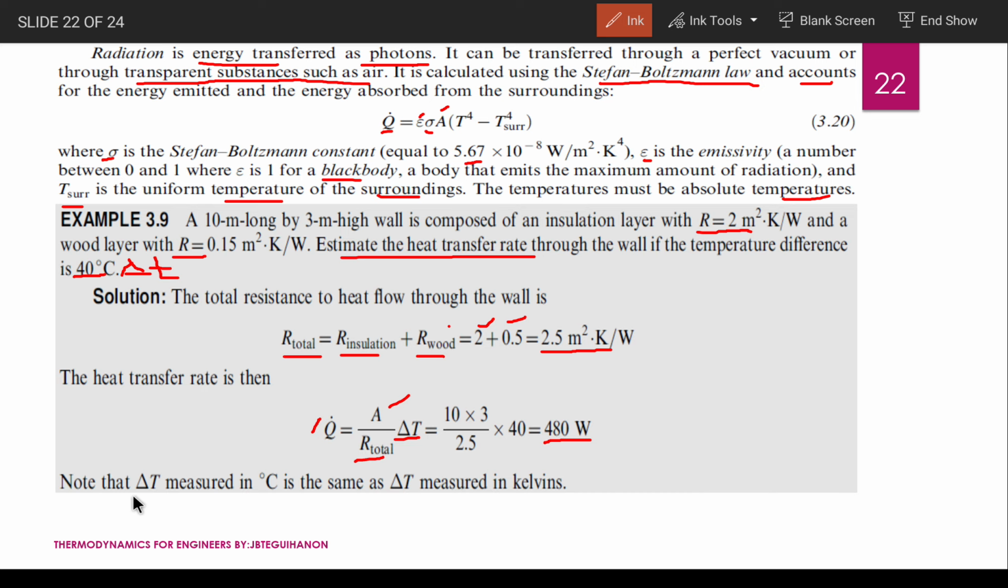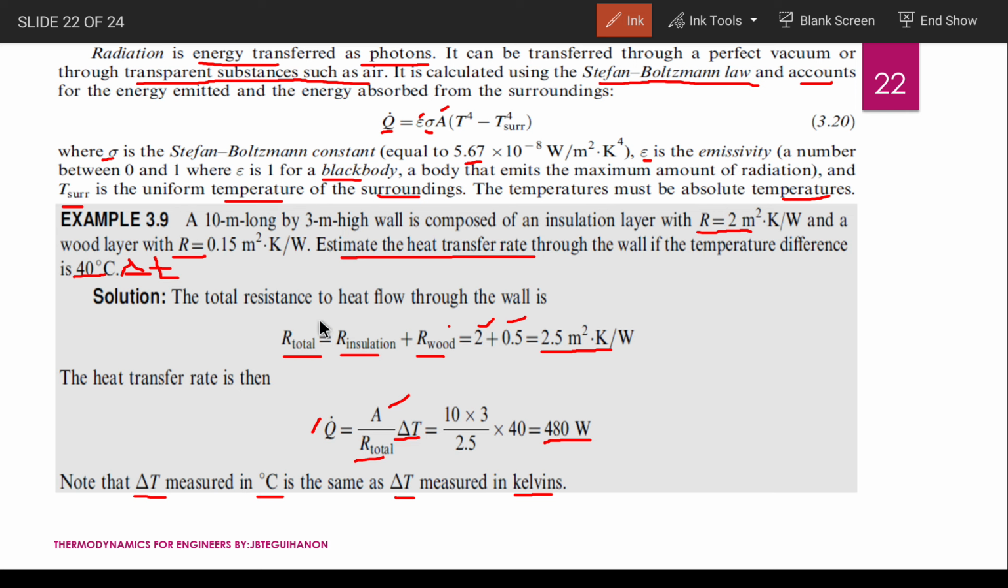Okay? Note that delta T measured in degrees Celsius is the same as delta T measured in kelvins. Parehas lang yan pagka delta T. Okay? Parehas lang yung degree Celsius at saka degree Kelvin kapag delta T, kasi nag-minus ka. Pag hindi ka nag-minus, you have to plus 273 para maging Kelvin yung degree Celsius. Since ito ay may difference, mawawala yung degree Kelvin mo, ganun din yun.